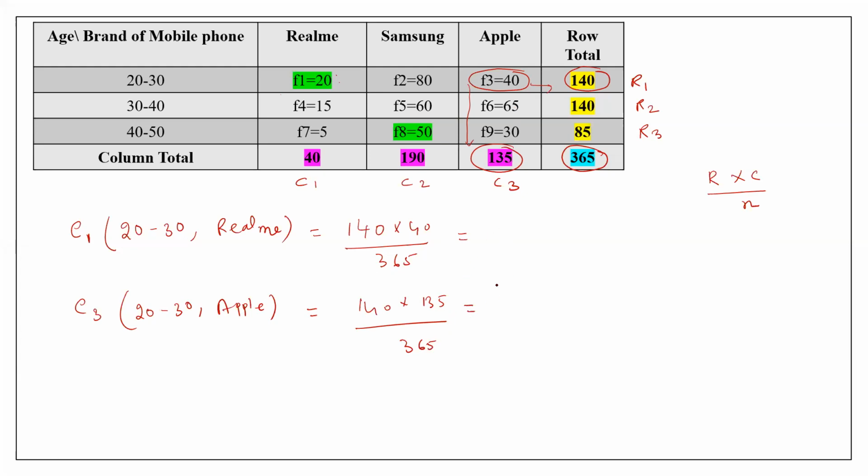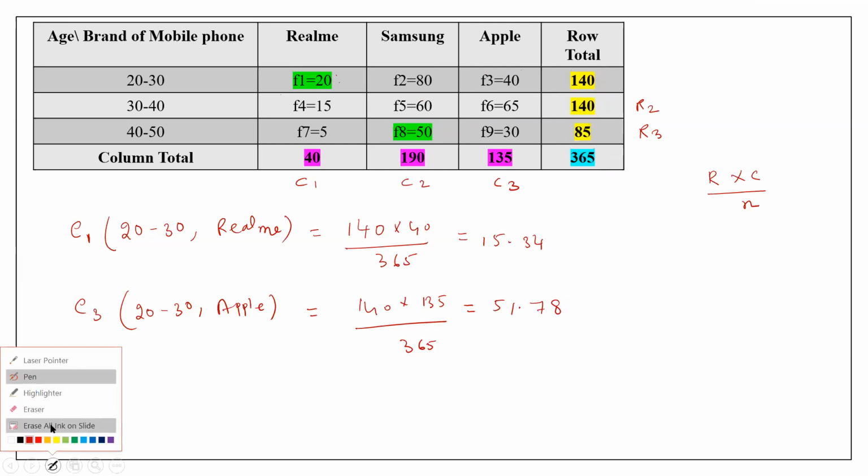So when you calculate these values, quickly we'll just calculate that. The first value is 140 into 40 divided by 365. It is coming around 15.34. And this value is 140 into 135 divided by 365, which is coming around 51.78. Like that, for every cell we have to calculate the expected frequencies. All right, so now you understood how to find the expected frequencies.